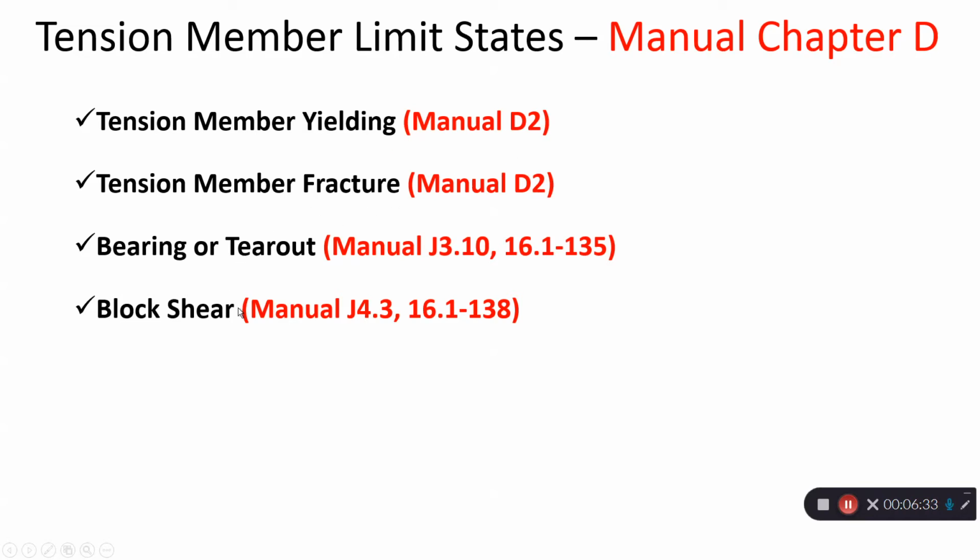The corresponding sections are marked out here. For tension members, yielding and fracture are described in the manual section D2. Tear out and block shear are described in chapter J. Chapter J is for connections, so these 2 limit states are described in chapter J, connections.